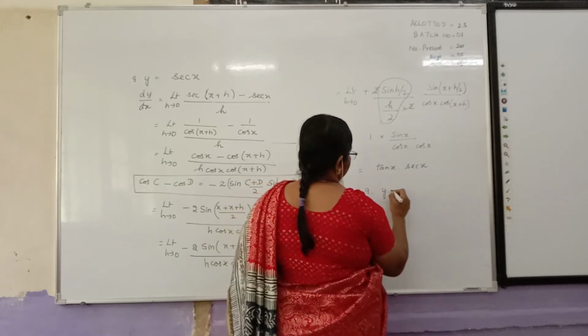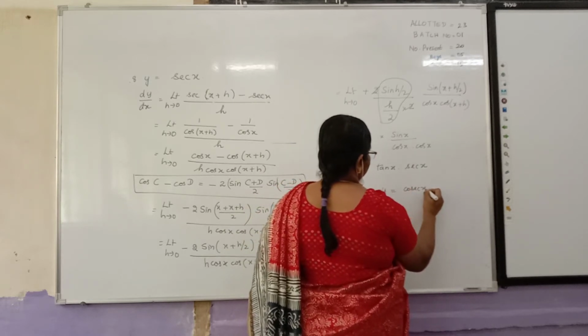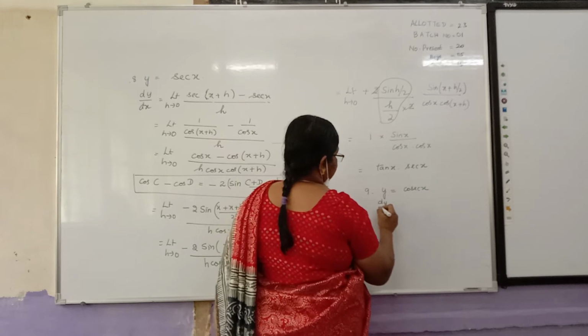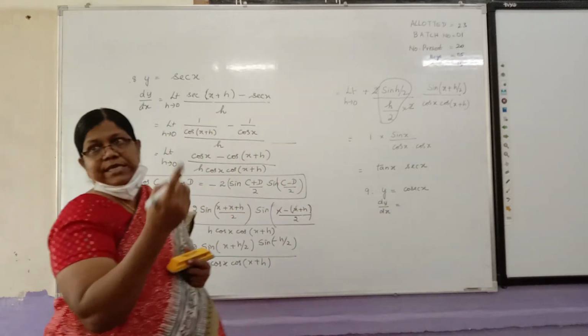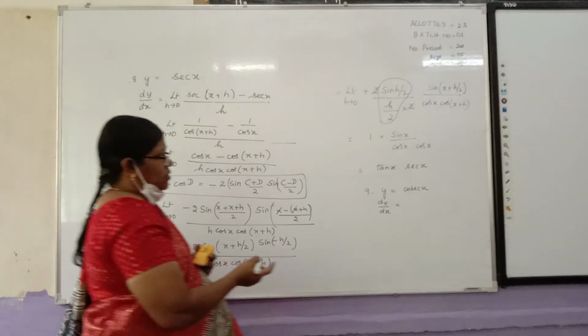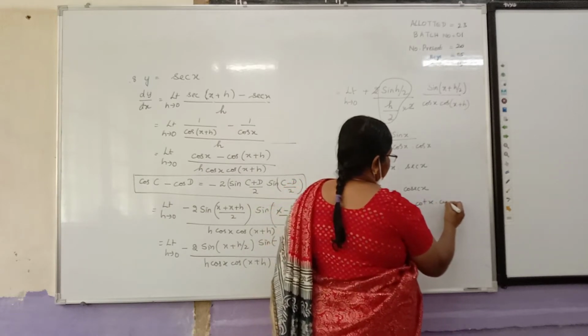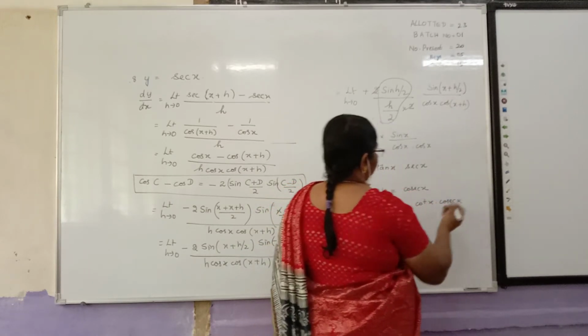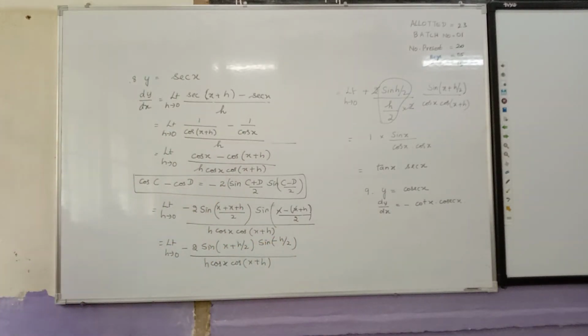So what will cosecant x be? What is your dy by dx? If it is secant x, you get tan x secant x. If it is cosecant x, it means minus cot x into cosecant x.